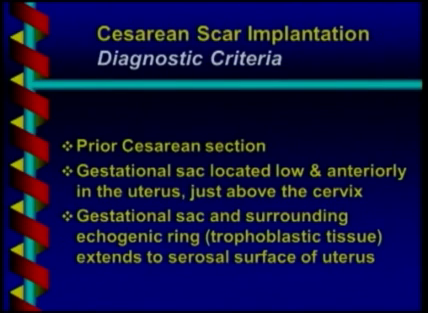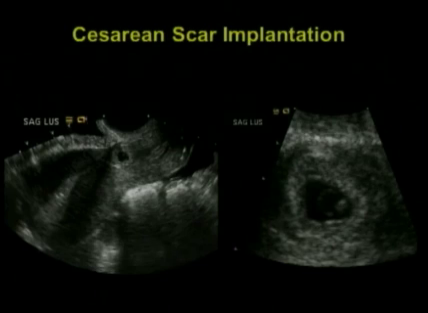So the diagnostic criteria for a C-section scar implantation is a patient has a prior Cesarean section. The gestational sac is located low and anteriorly in the uterus, just above the cervix, where the scar is, in other words, and the gestational sac and the surrounding echogenic rim, which represents trophoblastic tissue, extends to the serosal surface of the uterus. And this is an example of a Cesarean scar implantation.